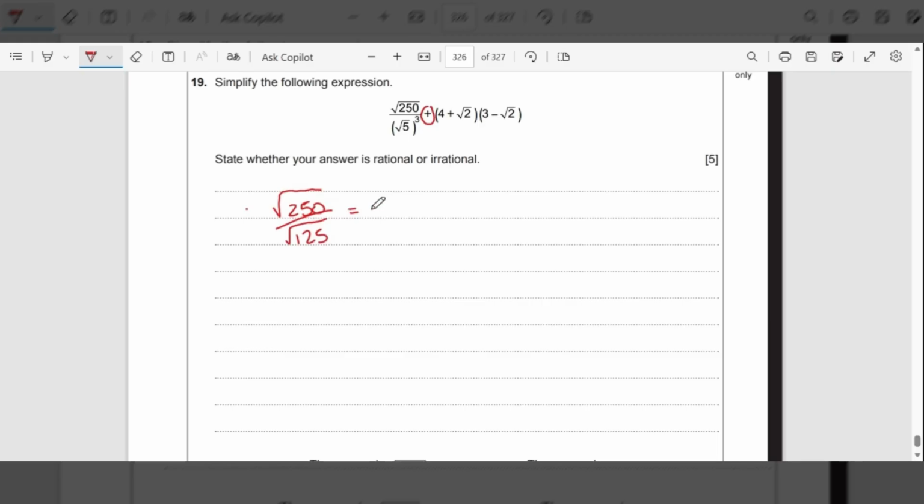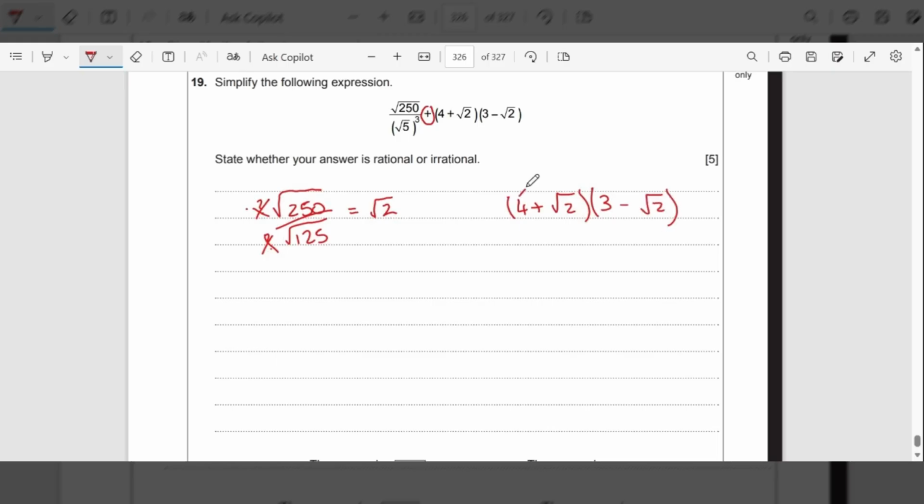And 125 goes into 250, but it would stay inside the surd. Remember, if there was a number here and a number here, you can divide the numbers as well. But what you can't do is divide a surd by a number or divide a number by a surd, right? So that's that bit. Then the other bit is a double bracket, which they also love, with surds and brackets.